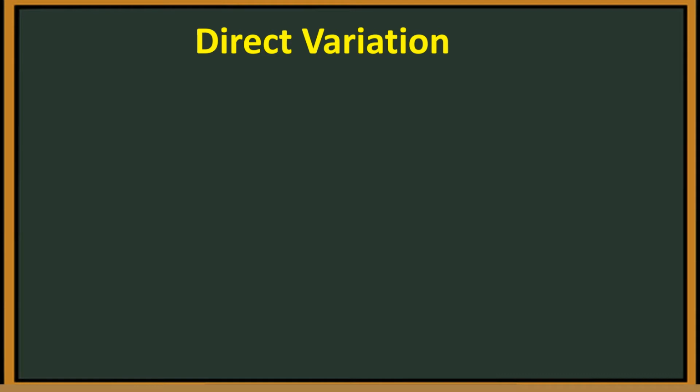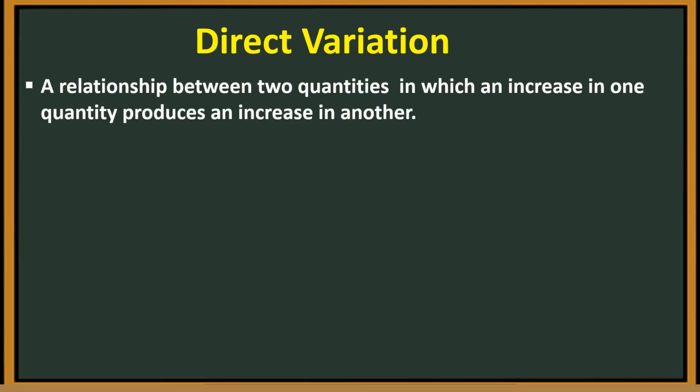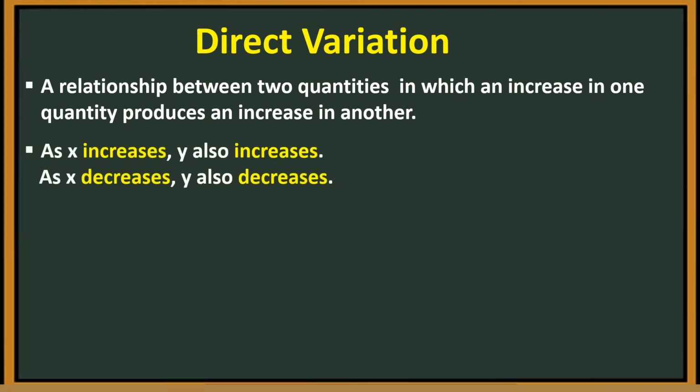Today, we're going to discuss direct variation. What is direct variation? Direct variation is a relationship between two quantities, in which an increase in one quantity produces an increase in another. Let us consider x and y as the two quantities. As x increases, y also increases. As x decreases, y also decreases.